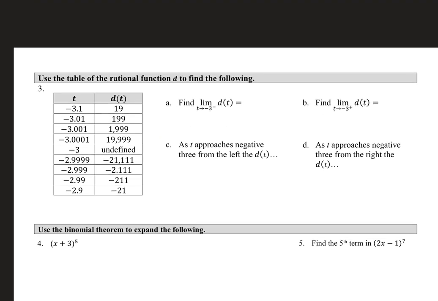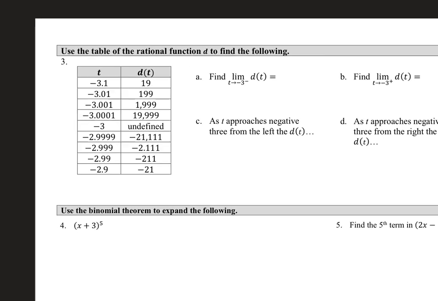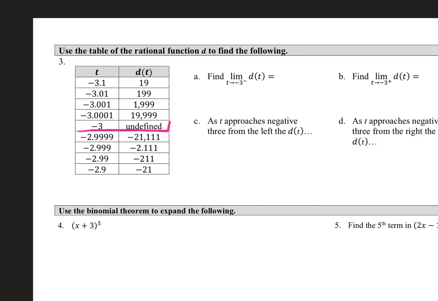All right, from the top here, it says use the table of rational functions to do the following. So first of all, make sure you'd be able to plug in these values using a graphing utility if you were given the function. This time they gave you the function, so we're looking at these values. It says find the limit as t approaches -3 from the left. So if I look at these values, -3 is the middle, obviously.